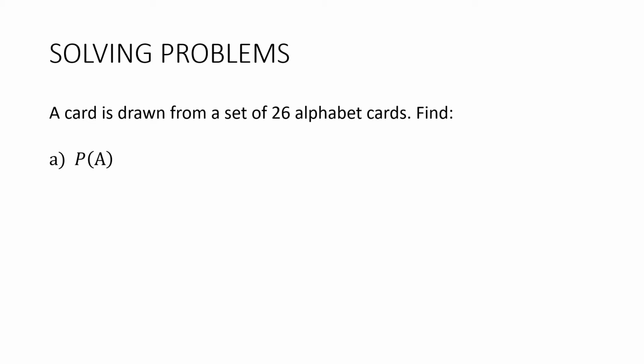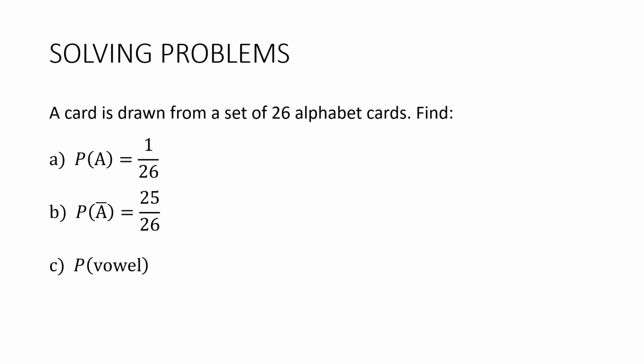Okay, let's have a look at a couple of problems. A card is drawn from a set of 26 alphabet cards. Find the probability that we draw an A. Well, how many A's are there? There's only one out of a total of 26. What about the probability that it's not an A? Well, that's every other letter. There are 25 of those, so it must be 25 out of 26.